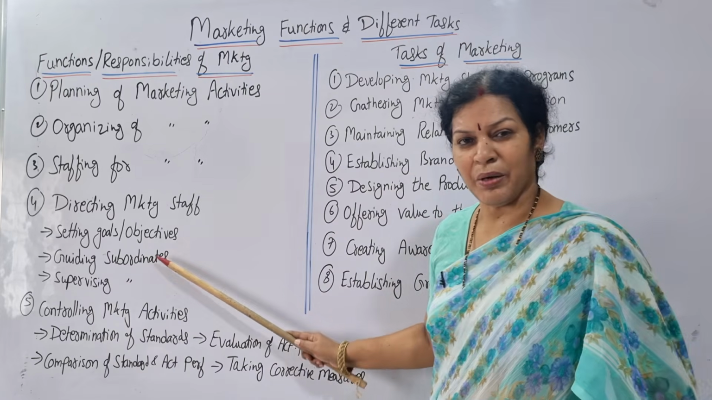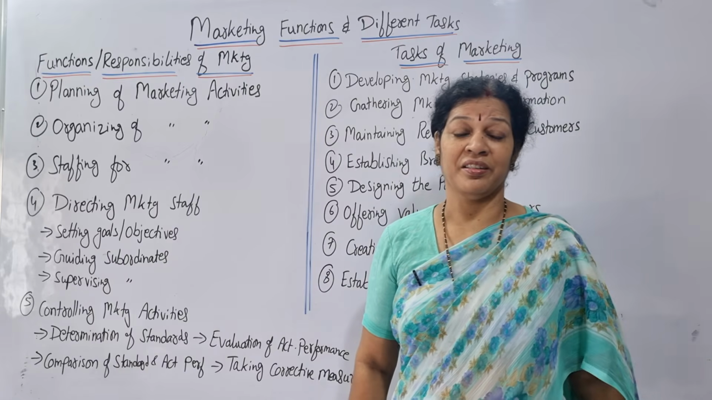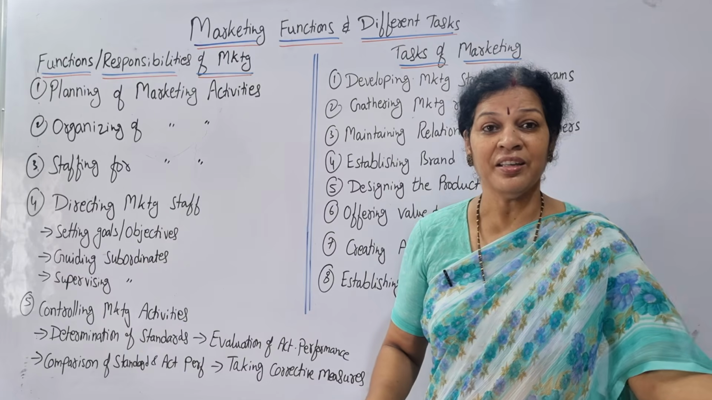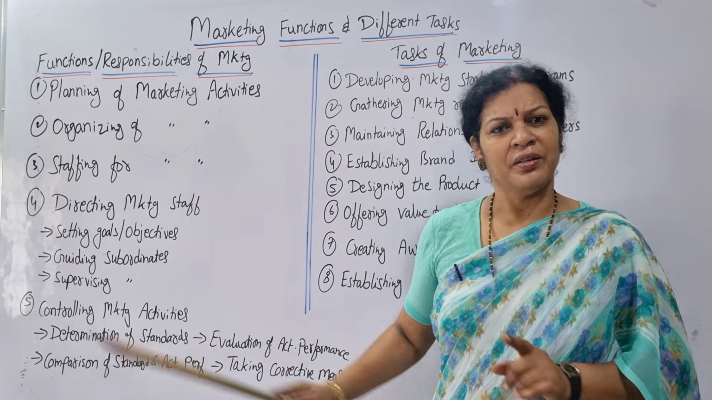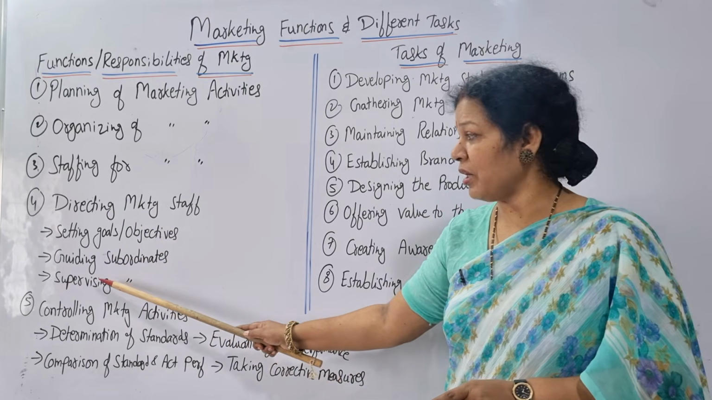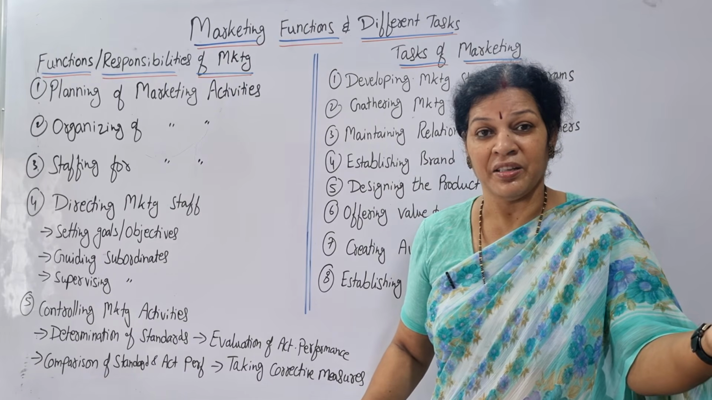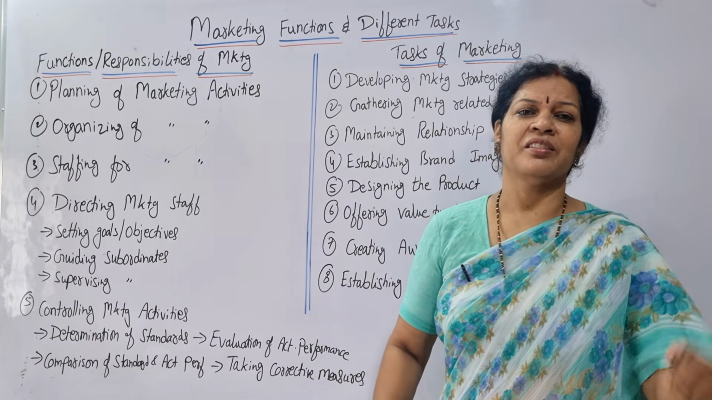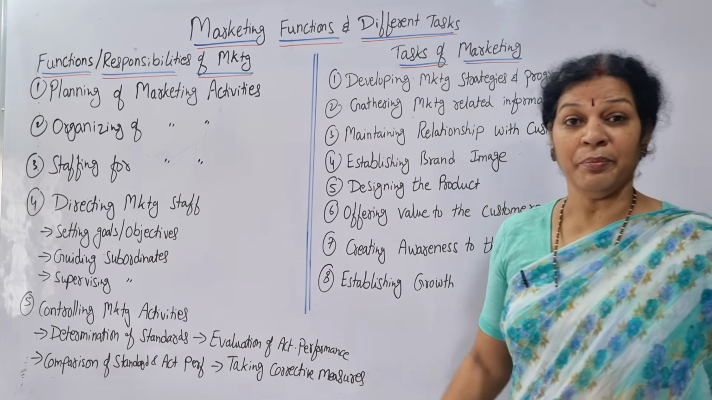Once the guidelines are given to them, then after that comes supervising how they are doing it. You are focusing on the implementation, on the action. Are they performing properly or not? What kind of activities are going on? We have set the goals and we have guided them. Now when it comes to the execution, you have to be very careful about supervising. If you don't supervise what they are doing, you won't know. So supervision means keeping one eye on the employees' activities. That is nothing but supervising. These 3 steps come under directing the marketing staff.